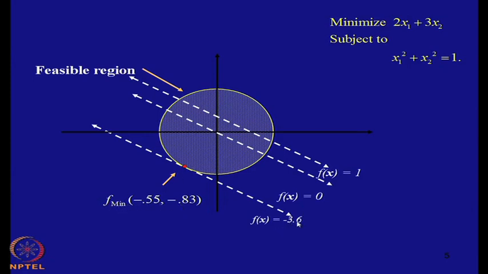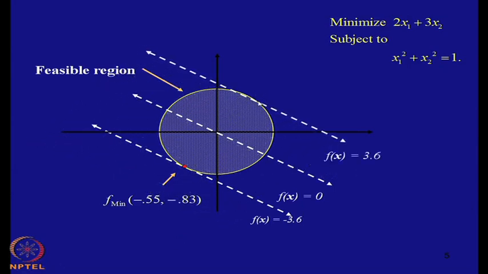is minus 3.6. And what about the maximum point? Similarly, if the function is moving further and further, the function is giving the maximum value here, and this is the maximum objective functional value, that the value is 3.6, and the corresponding optimal point is 0.55 and 0.83. Now, this we have considered in a circle.